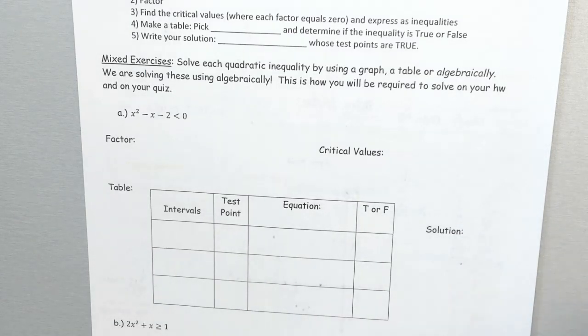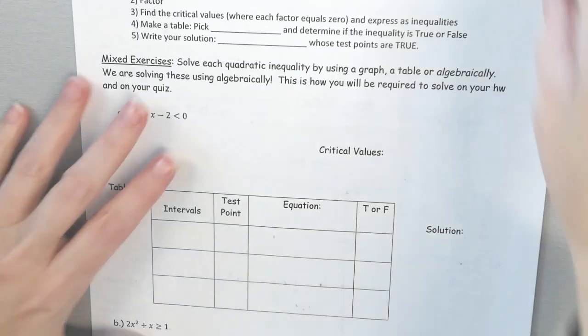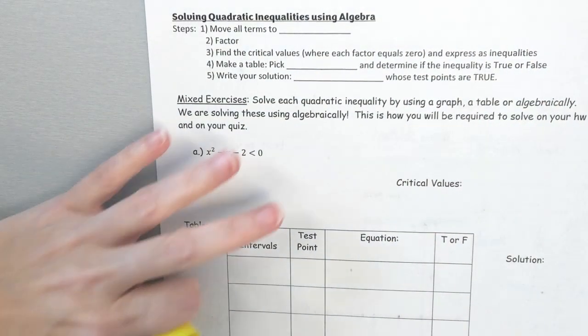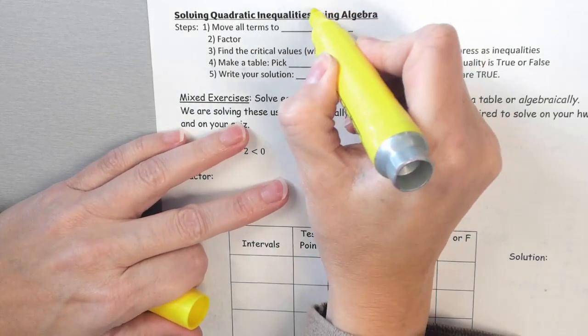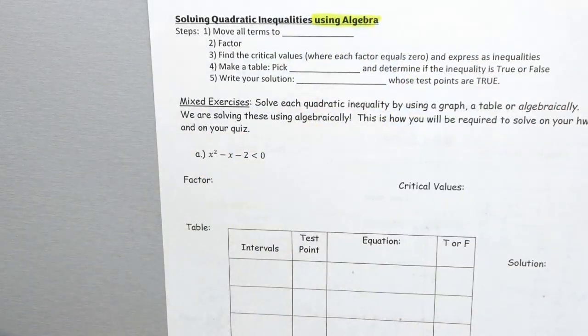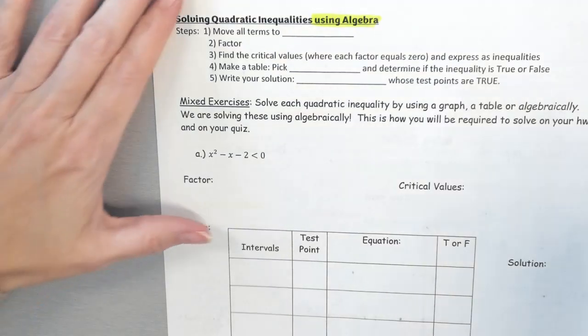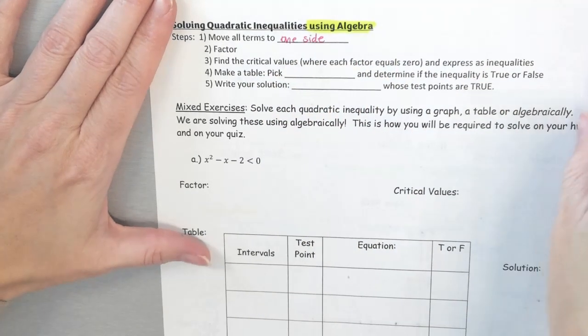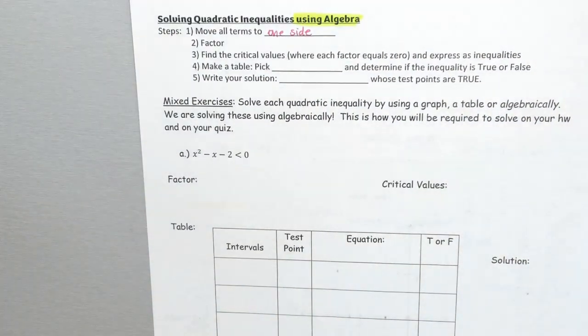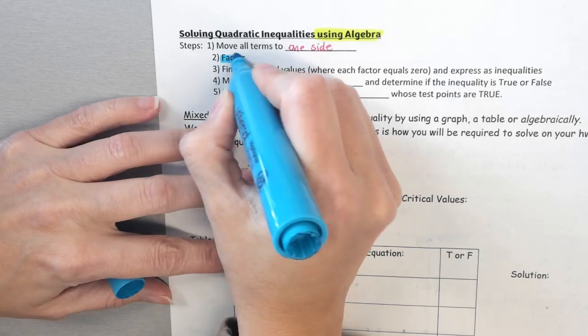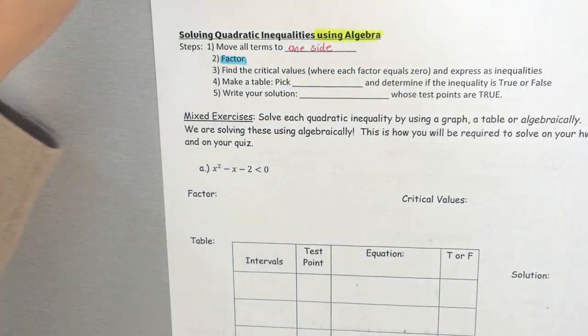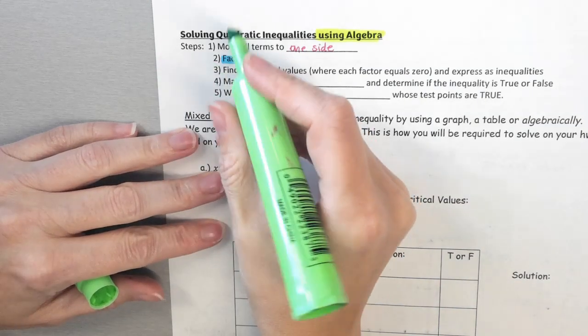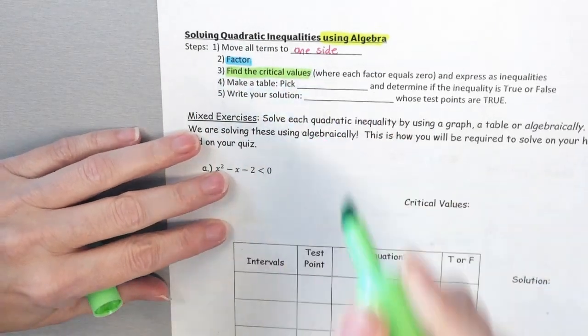Okay, so when you're solving quadratic inequalities using algebra, I've written out a series of steps for you to follow. The first thing you're going to do is move all terms to one side, and sometimes that's already done for you. Then you are going to factor. After you factor, you're going to find what's called the critical values. This is where each factor equals 0.